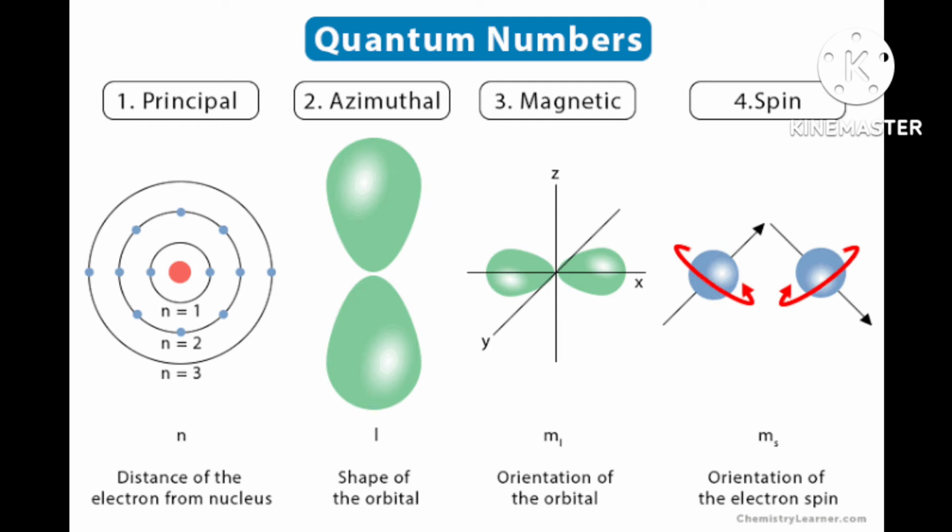0 indicates S subcell. 1 indicates P subcell. 2 indicates D subcell. And 3 indicates F subcell. Okay. Actually, what is the notation of subcell? Notation of subcell. Then subcell you can tell like S subcell, P subcell, D subcell, F subcell.